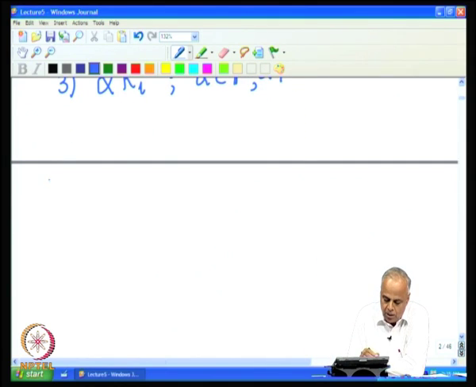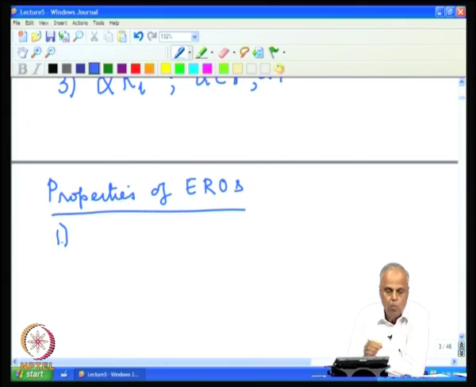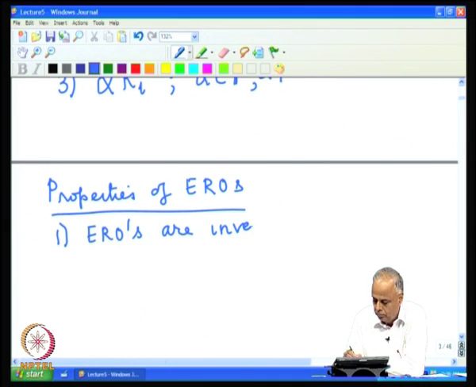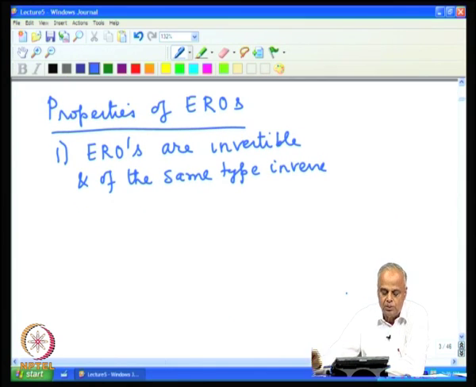The basic properties of the elementary row operations that are going to be useful in our analysis are the following. One, the EROs are invertible, and the inverses are of the same type. That is, if you interchange two rows, the inverse is again an interchange of two rows. If you add a multiple of one row, the inverse is again adding a multiple of one row, and if you multiply a row by a non-zero number, the inverse is again multiplying the row by a non-zero number. So, the EROs are invertible and the inverses are of the same type.